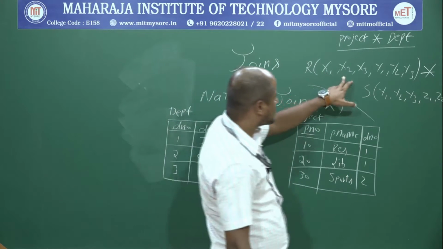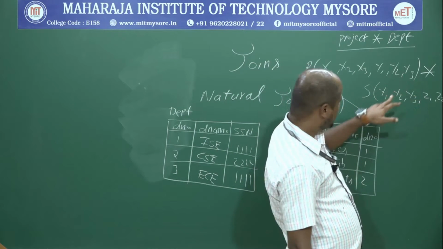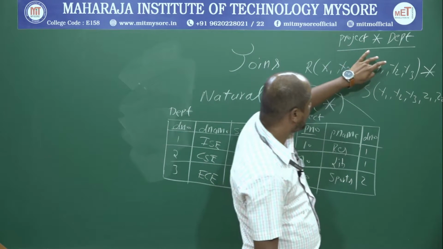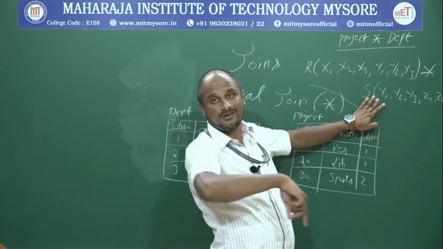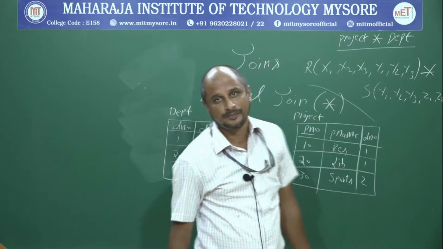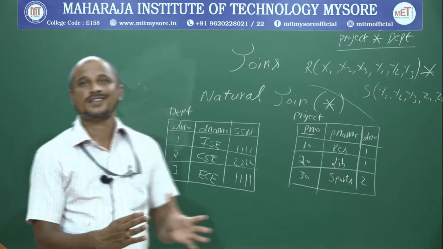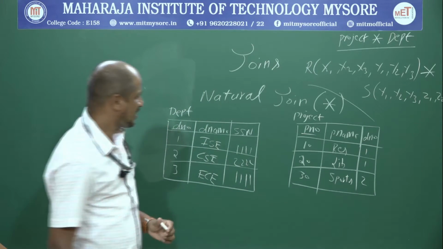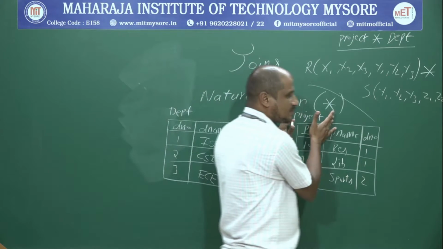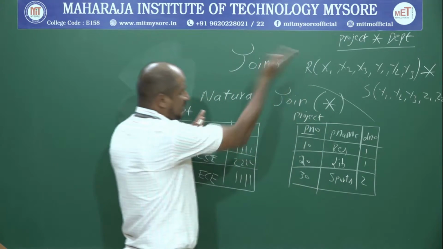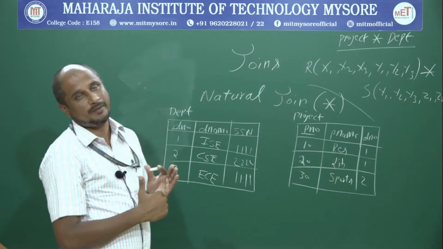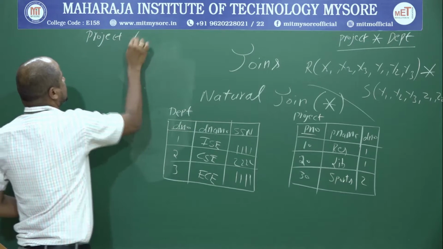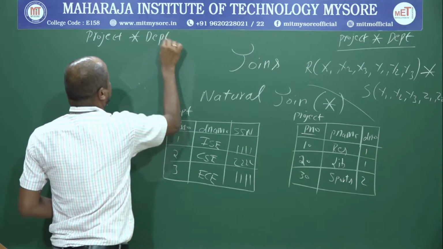So here x1, x2, x3, y1, y2, y3. So here y1, y2, y3, z1, z2, z3. So when I say natural join, y1, y2, y3 joins with relation of S with the y1, y2 and y3. Okay. So this is the way the natural join works. Okay. So now department goes with a project. So I'll write project natural joins with department. So project natural joins with department. Okay.